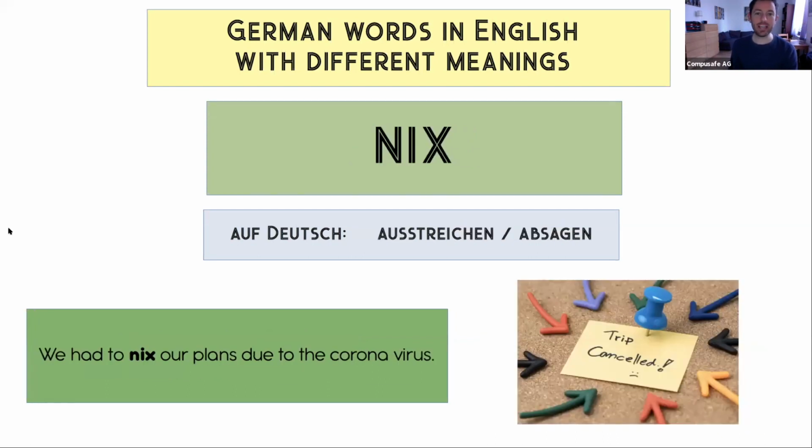Nix, so we write it with an X here. And we usually use it as a verb. So this would be in German something like ausstreichen or absagen. So we had to nix our plans due to the coronavirus. Very sad. So again, this is colloquial. This is kind of everyday English. It's umgangssprachlich. It's not really something that we would use in a very formal setting. But we use it, and you will hear it sometimes. To nix plans, to nix, to cross something out of a list or something like that. All right.